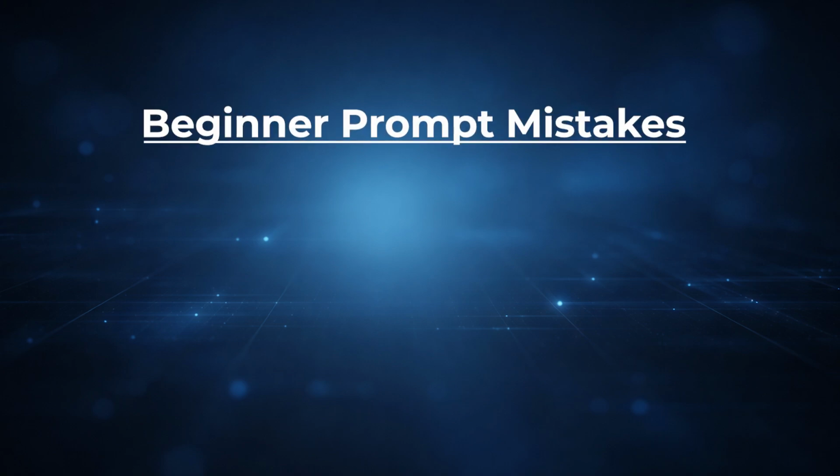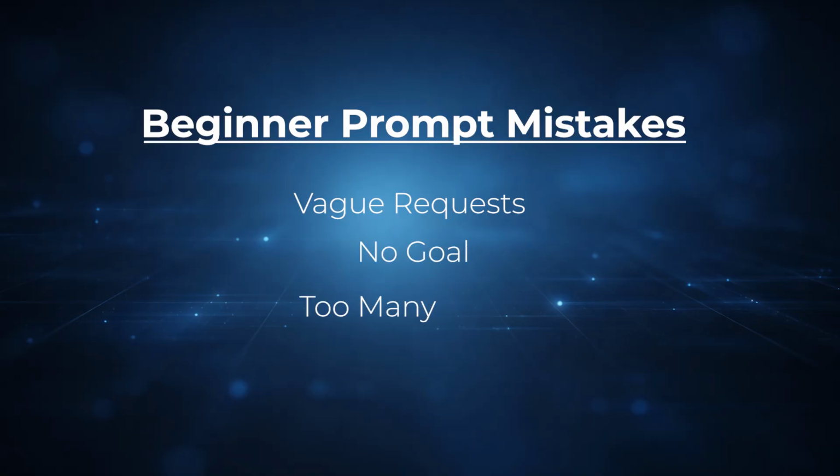In the next video, I'll show you the most common beginner prompt mistakes. Vague requests, no goal, too many tasks, no constraints. If your AI results feel random, that video will fix it.